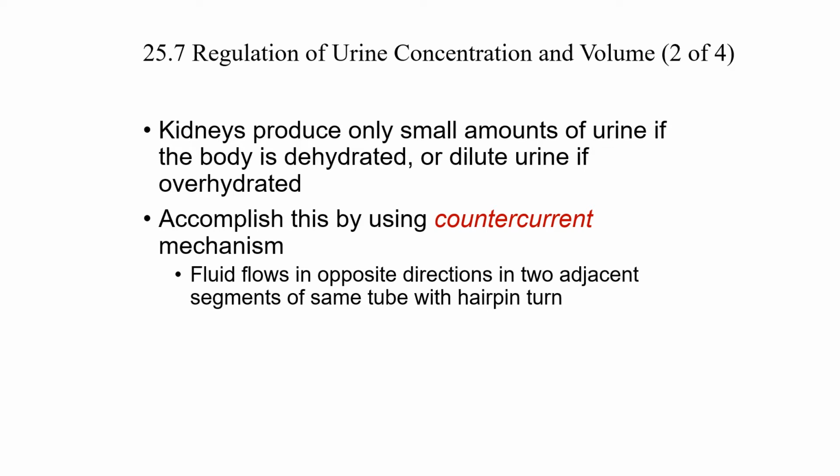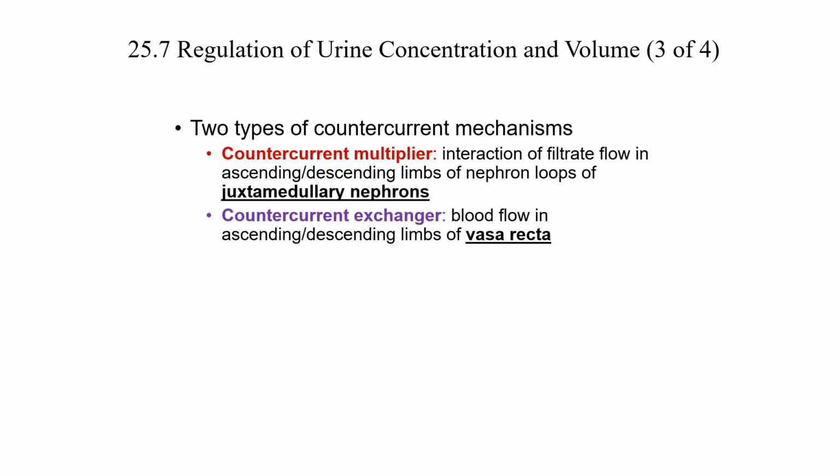And this is the countercurrent mechanism. This is very important. So you need to study these slides and understand what's taking place. Basically, the fluid in the ascending and descending nephron loops flow past one another. And so they're going in 2 different directions, and this sets up a gradient. So there are 2 types of countercurrent mechanism. You need to know both. There is the multiplier and the exchanger.